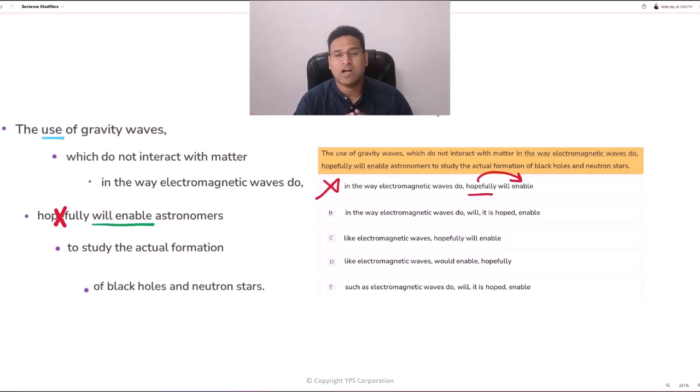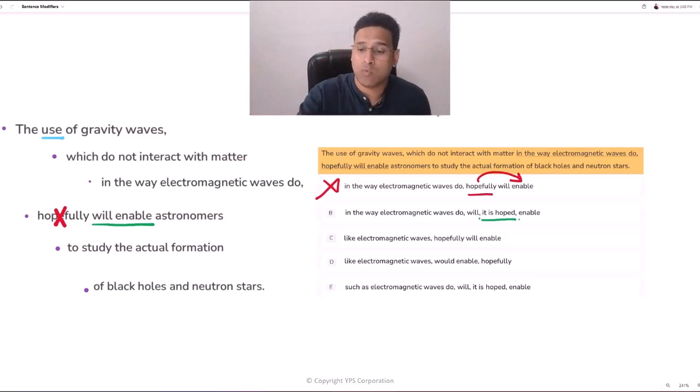Now let's look at answer choice B. How is B any better? Well, the author has very, very intelligently taken hopefully and converted it into a clause. It is hoped, and he has separated this clause with the help of a couple of commas. Do you see that? That means we need to take it out of the sentence. It is not actually within the sentence. It refers to or modifies the entire sentence.